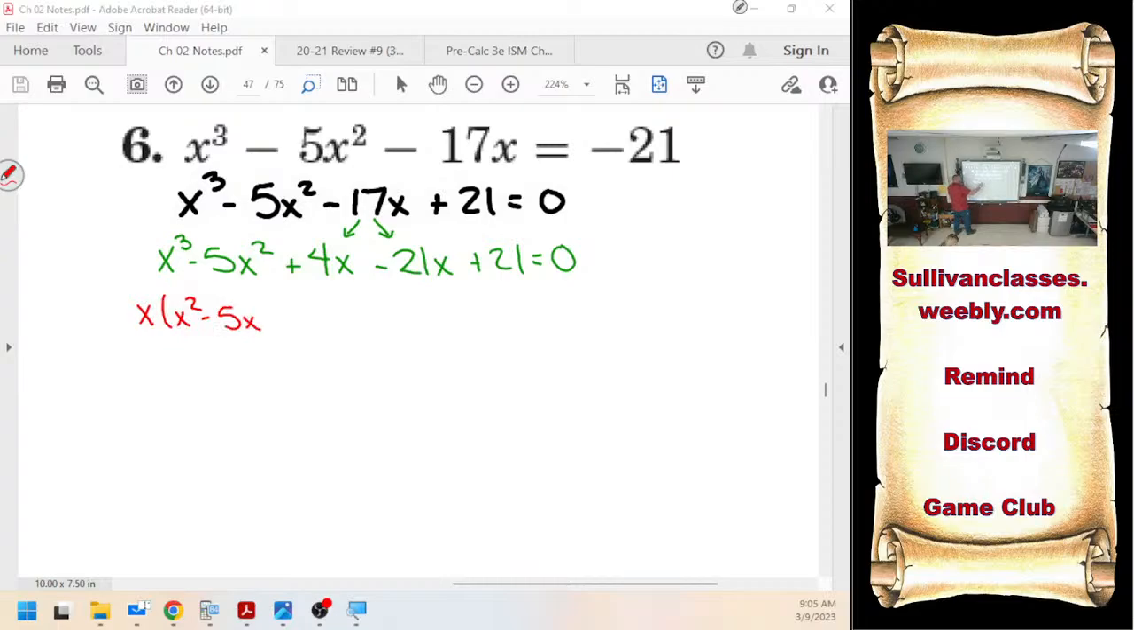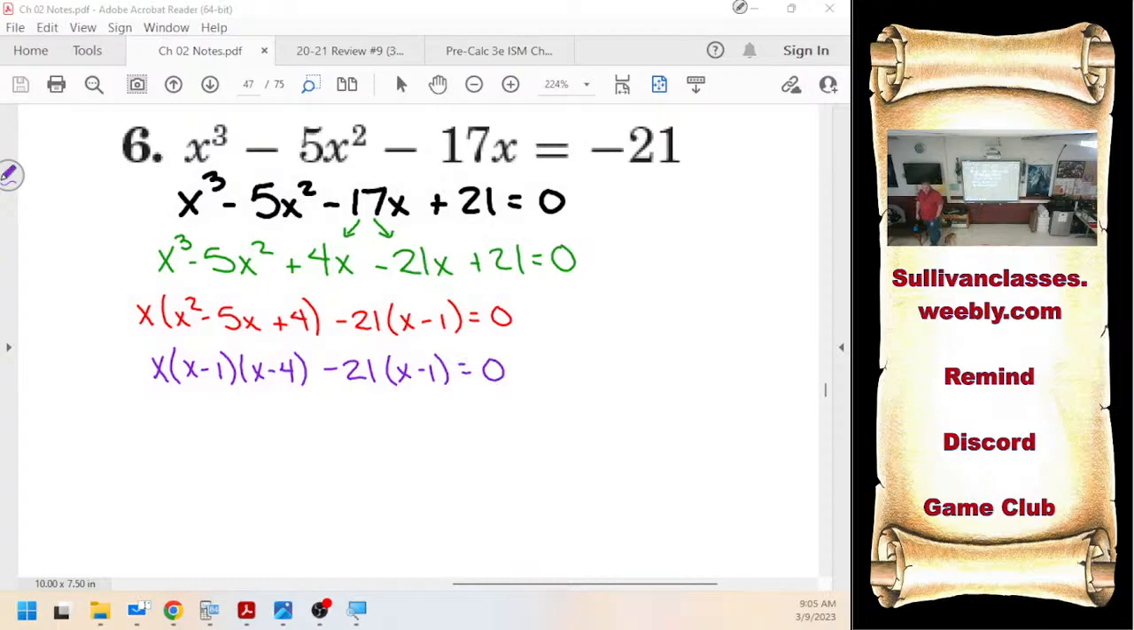X squared minus 5x plus 4. Over here, take out negative 21. X minus 1. Take a look at that quadratic. That's factorable. It turns into x minus 1, x minus 4. Now do you start to see how the pieces are going to come out?